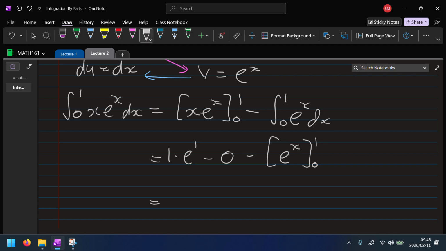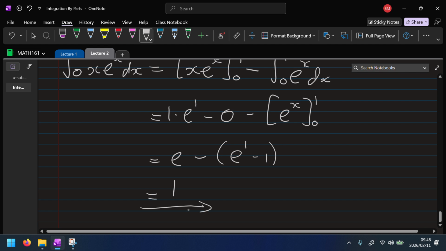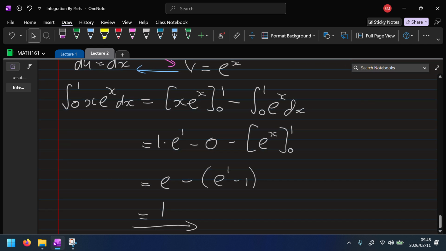Okay, so what do we get for this one? Sub in the bounds. e to the 1 minus 1. So this will be e to the 1 from the first term with the upper bound, minus e to the 0, that's 1. So minus and a minus, that makes a plus. We just get 1. Again, we just get a number at the end because it's a definite integral.